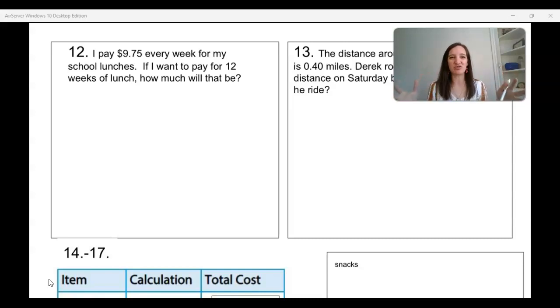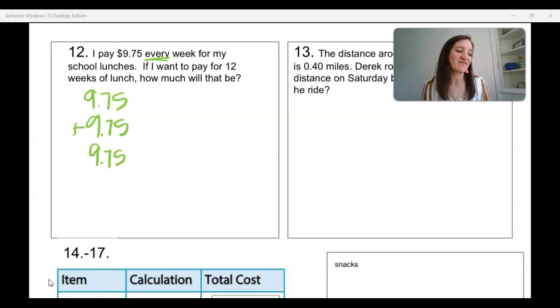I don't have the total, do I? So it's not a division problem like those from the other video were. I want to find the total. I do have the amount for 1 week, and I do know that I want 12 weeks' worth. So option 1 is to go 9.75 plus 9.75 plus 9.75. But I would have to do that 12 times, correct? Because I want to pay for 12 weeks.